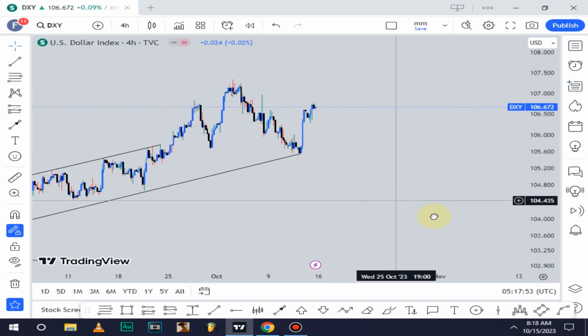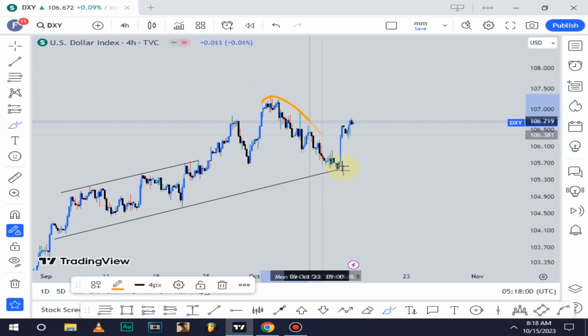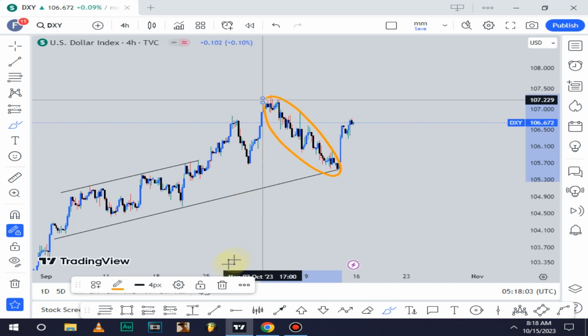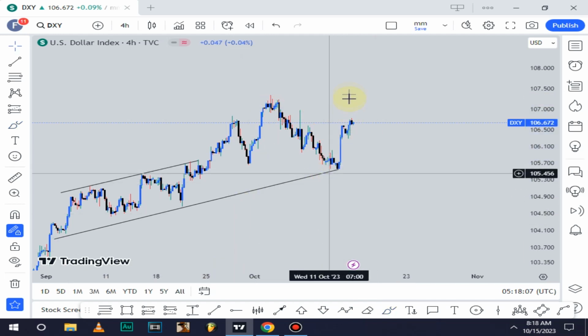We can see that this correction phase is done over here. I'm talking about this zone over here, this down movement to retest our support over here. You can see that was broken. So let's go back to the H1.